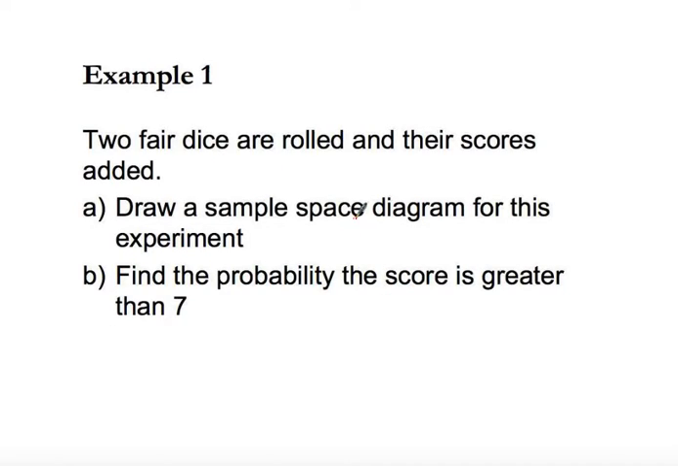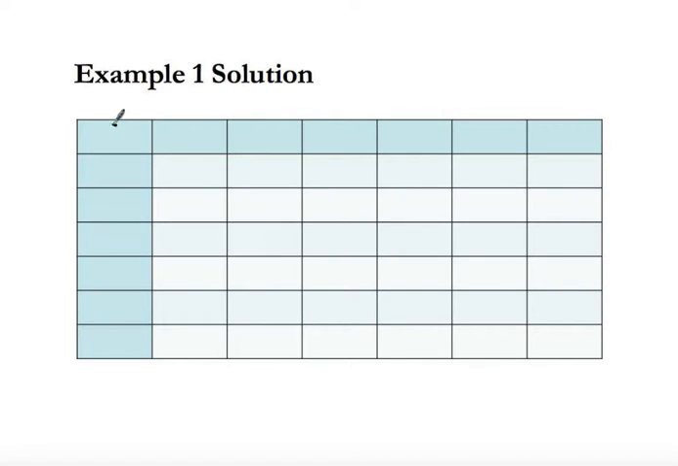So let's have a look at our first example then. I've got two fair dice rolled and their scores are added. We want to draw a sample space diagram for this experiment, and we want to find the probability that the score is greater than 7. So what we're going to do is, in the top corner, put plus because I'm adding the dice. Across the top, it doesn't matter which way round you do it, I'm going to put dice 1. So for dice 1, I can roll 1, 2, 3, 4, 5, and 6.